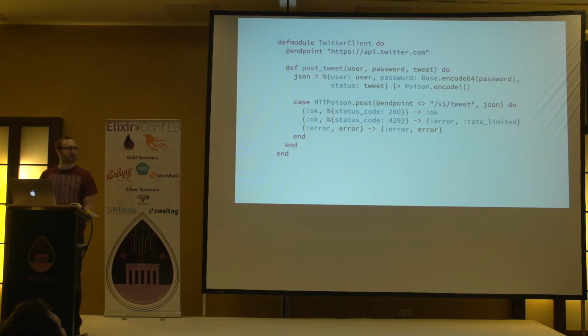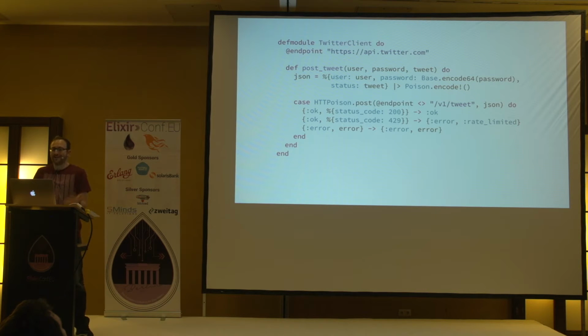I add the module attribute with the endpoint for the Twitter API. And it's a really weird API. I just create the JSON object where I base64 encode the password, put in the username and the message, and post it. I want to handle the case that everything is fine, return the OK atom, and because Twitter is often overloaded, I need to deal with being rate limited. So I want to return error rate limited there.